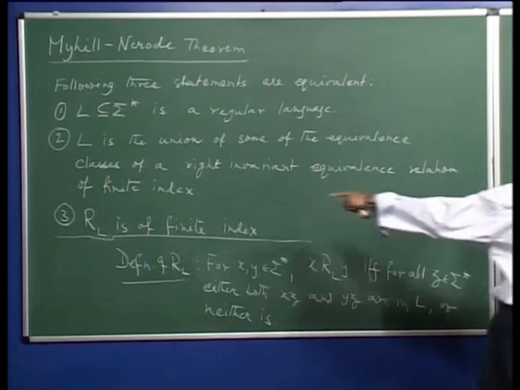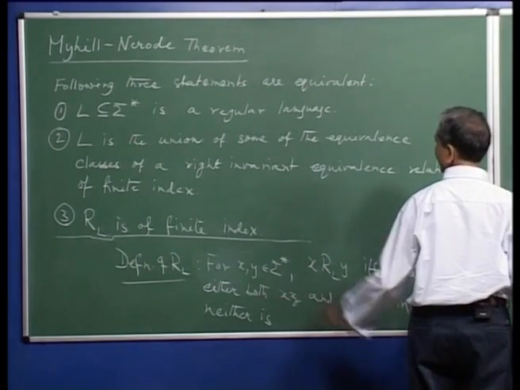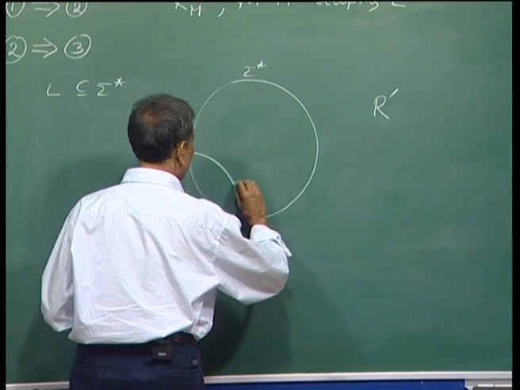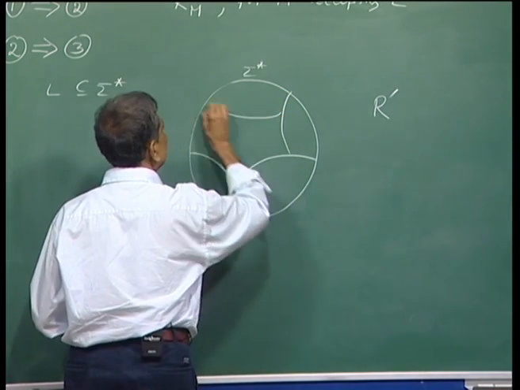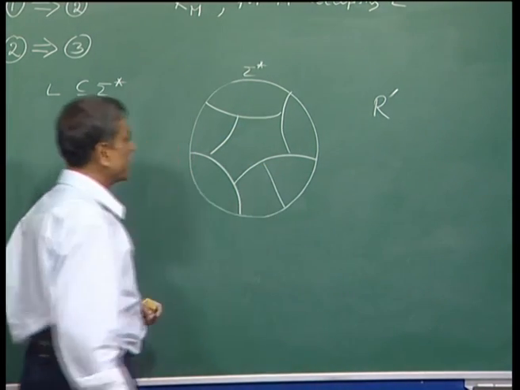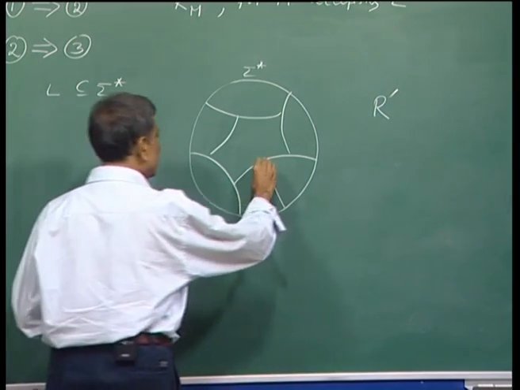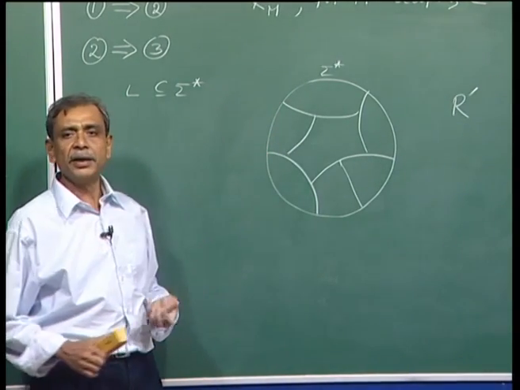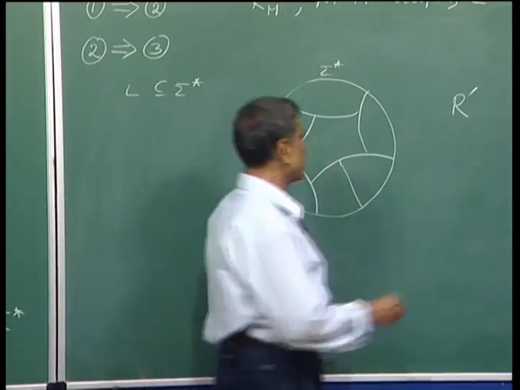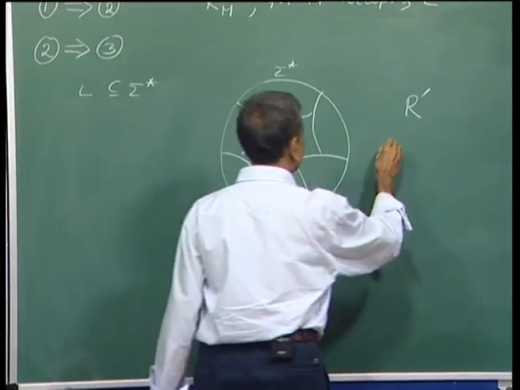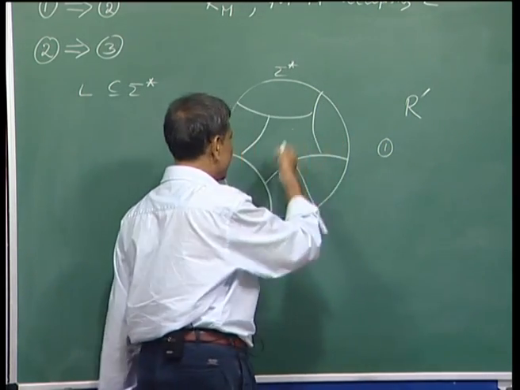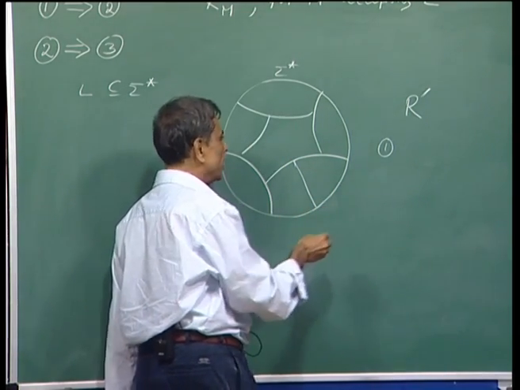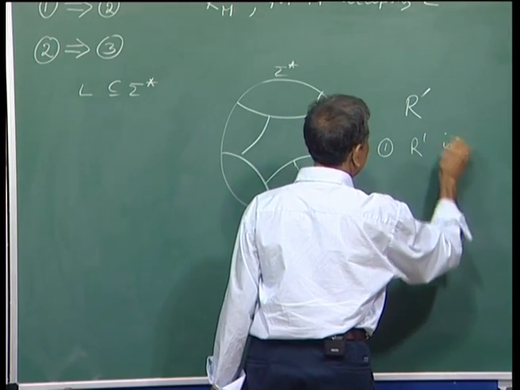Now, one of the things it says is that R dash is of finite index, and R dash is an equivalence relation. Therefore, it partitions the set sigma star in some manner. These are the equivalence classes induced on sigma star by the relation R dash. Two things we know already: one, the very fact that it is inducing this partition means R dash is an equivalence relation. We have made use of that. Two other things: R dash is right invariant.